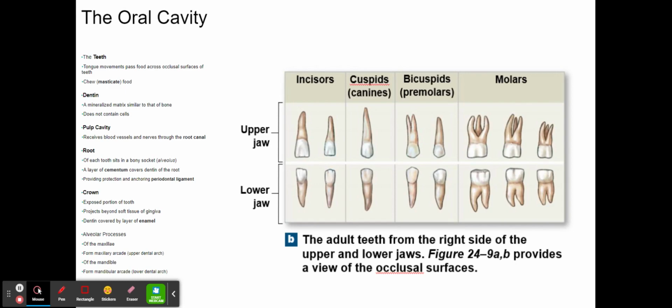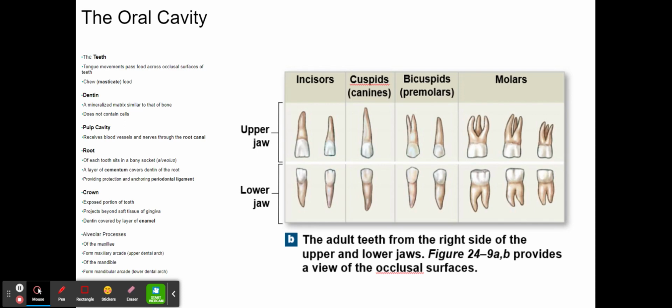The neck of the tooth marks the boundary between the root and the crown, the exposed portion of the tooth that projects beyond the soft tissue of the gingiva. A shallow groove called the gingival sulcus surrounds the neck of each tooth. The mucosa of the gingival sulcus is very thin and is not tightly bound to the periosteum. The epithelium is bound to the tooth at the base of the sulcus.